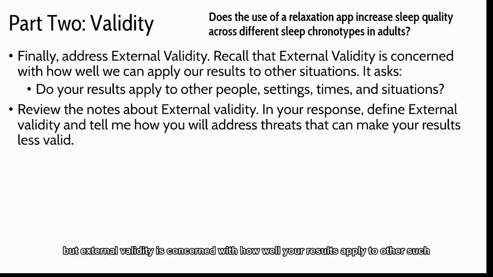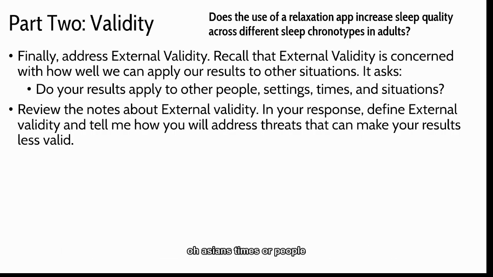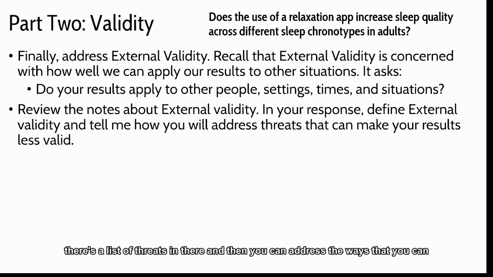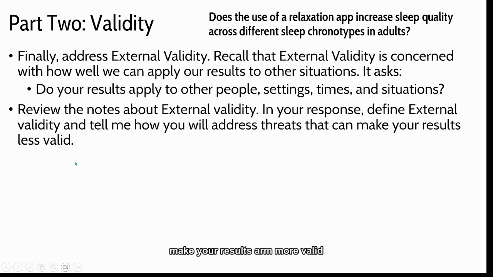But external validity is concerned with how well your results apply to other situations, times, or people, or settings. So if you go and review your notes about external validity, there's a list of threats in there, and then you can address the ways that you can make your results more valid instead of less valid. And that is basically all you're going to do for the validity portion.